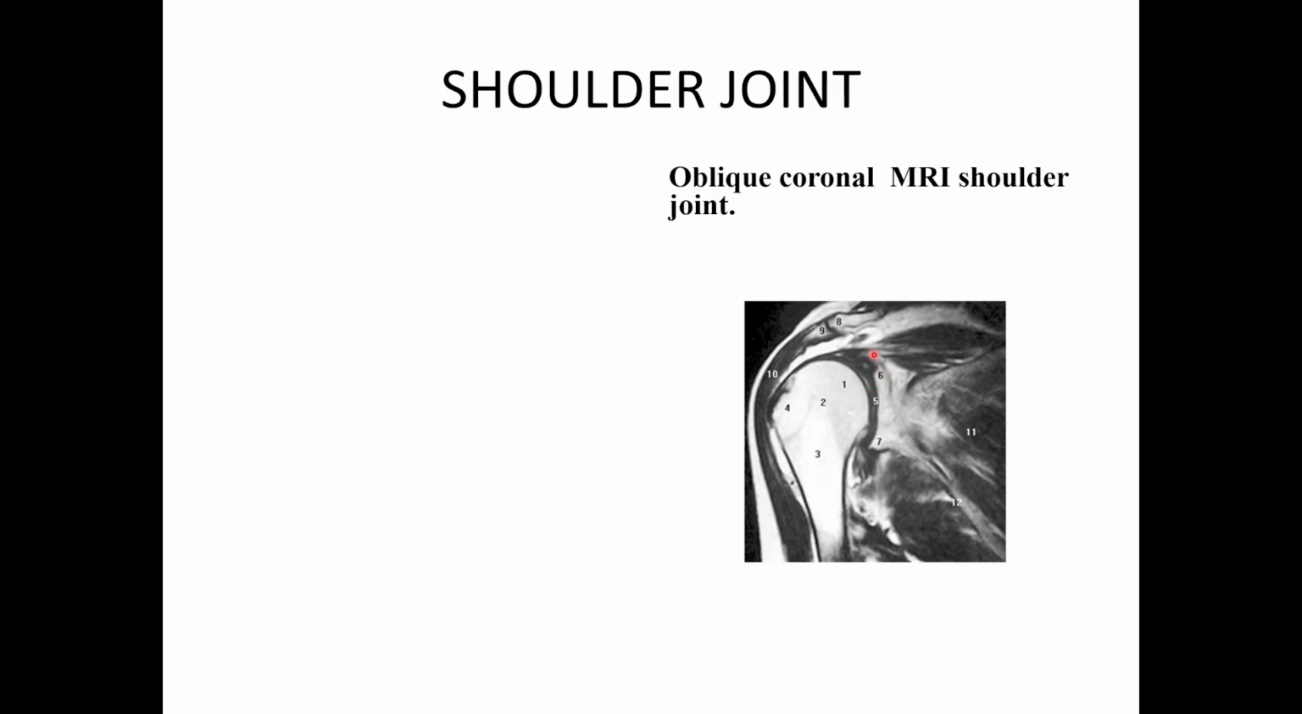6 we have the supraglenoid tubercle. 7 we have the infraglenoid tubercle. 8 we have the lateral end of the clavicle. 9 we have the acromial process. 10 we have the deltoid muscle. 11 we have the subscapularis muscle, and 12 is the lateral border of the scapula.